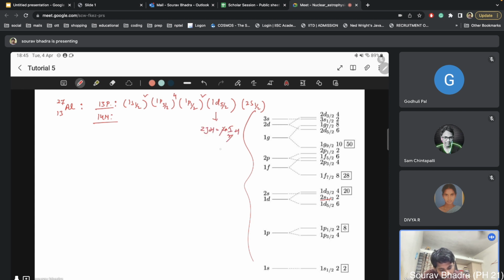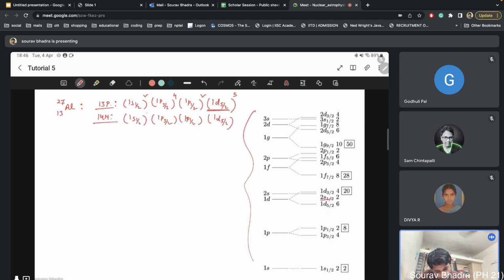5, so that is 6, right? So this energy state can accommodate 6 nucleons, but we are left with 5 only, because 8 we have used and the total is 13. So there will be 5 protons here, and there will be 0. All the other high energy terms will not be there for this particular thing. And for 14 neutrons also, you have to calculate for both protons and neutrons, 1p 1/2, 1d 5/2.